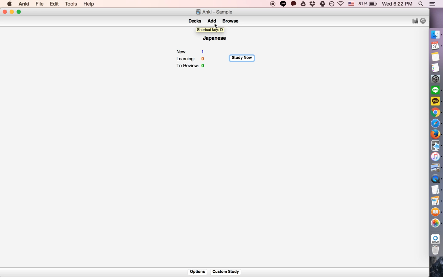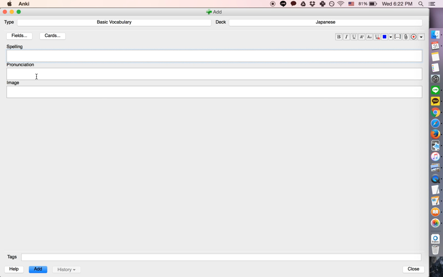So you'll be looking for concrete objects like dog and cat and car and stuff like that. Those things would have very easy translations into your target language.